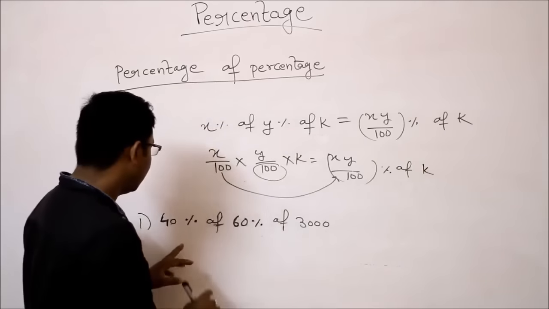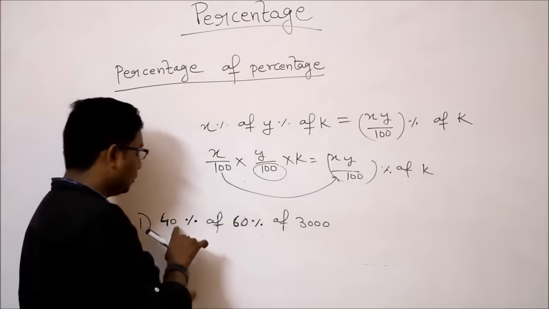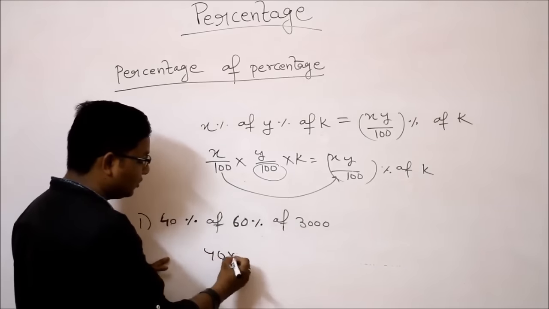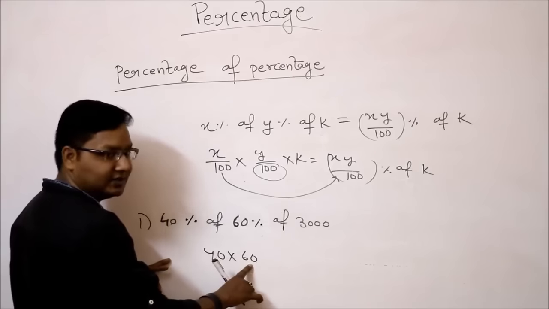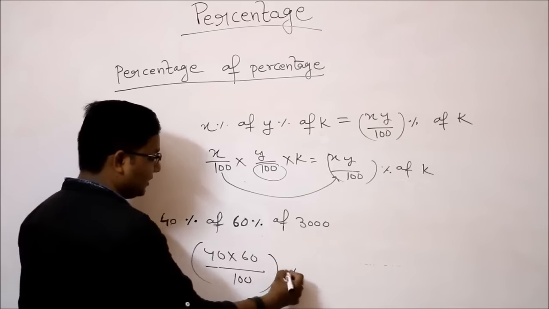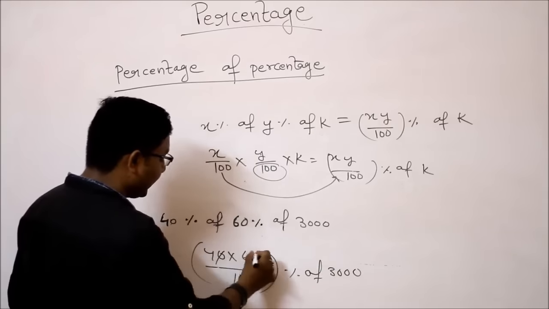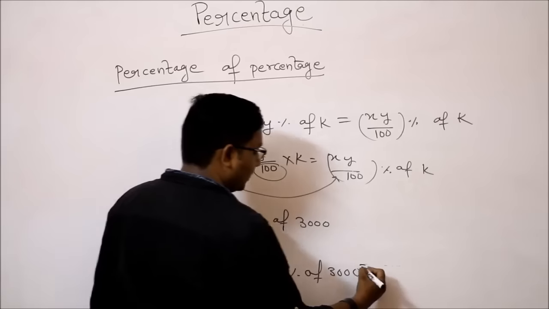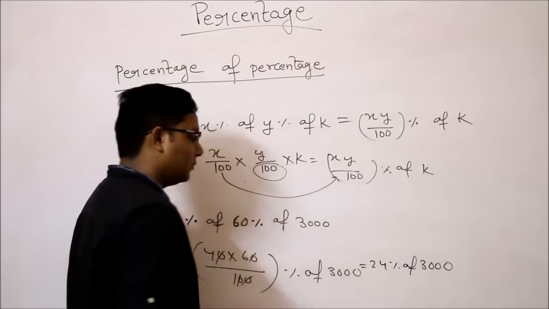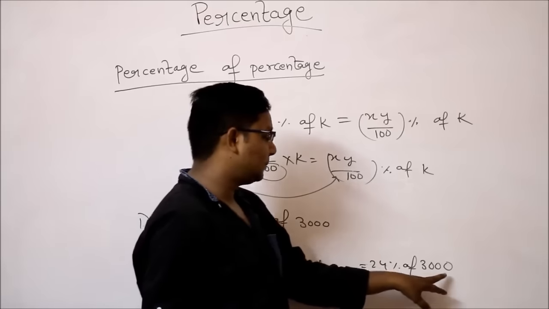Next is 40% of 60% of 3000. By using the formula, what will we get? X is 40, Y is 60. So 40 into 60 upon 100, this much percentage of 3000. The zero gets cancelled. So 4 into 6 is 24. So 24% of 3000.